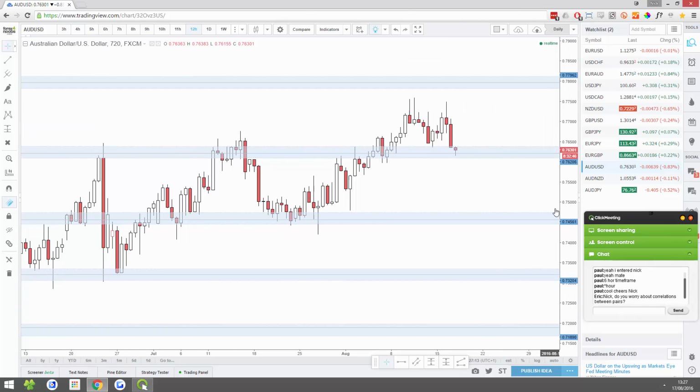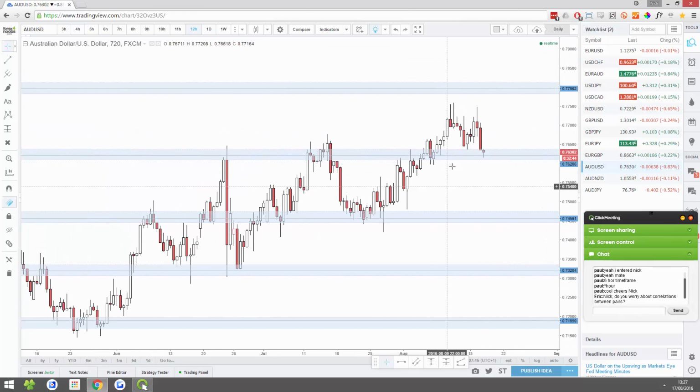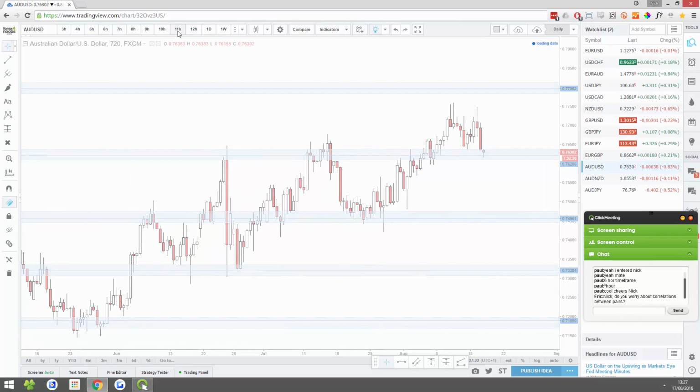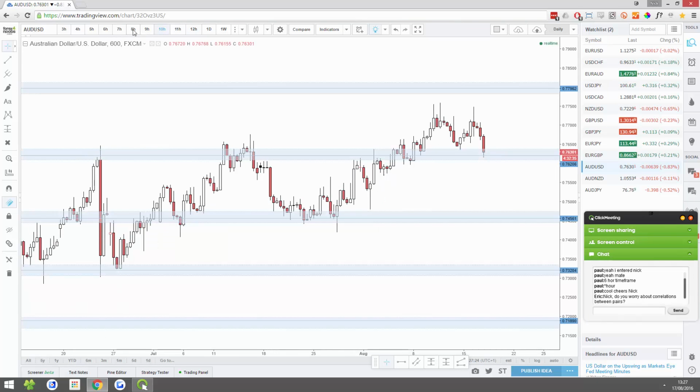AUDUSD. AUDUSD 12-hour indecision candle forming on top of support. Let's look at it on the daily. Let's check out some lower time frames.